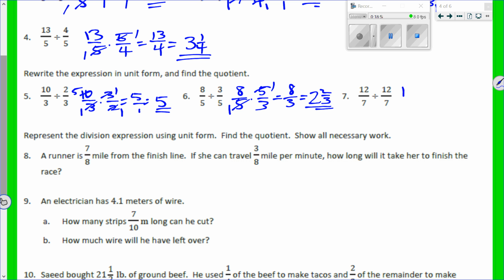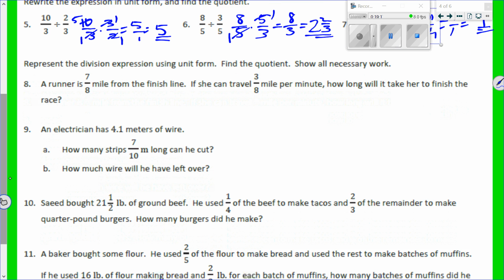Last one. This is probably the easiest one you had. Keep, change, flip. So everything reduces. Those are what we call multiplicative inverses. It equals 1. That was very easy. You just need to multiply one of them and then you just do it. Yep.